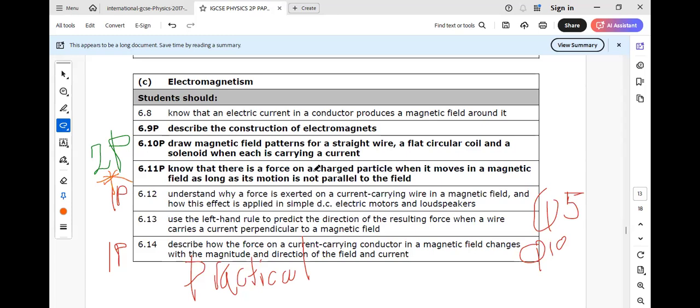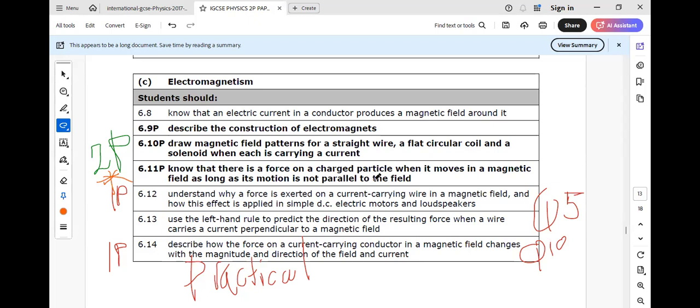Know that there is a force on a charged particle when it moves in a magnetic field, as long as its motion is not parallel to the field. If a charged particle is moving inside a magnetic field while cutting the magnetic field, a magnetic force can be exerted on the charged particle.